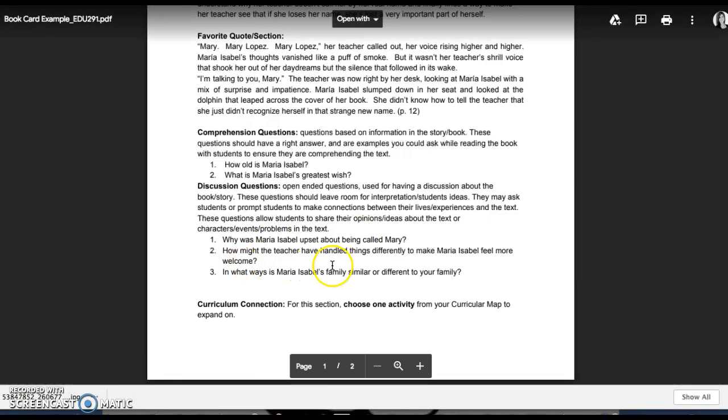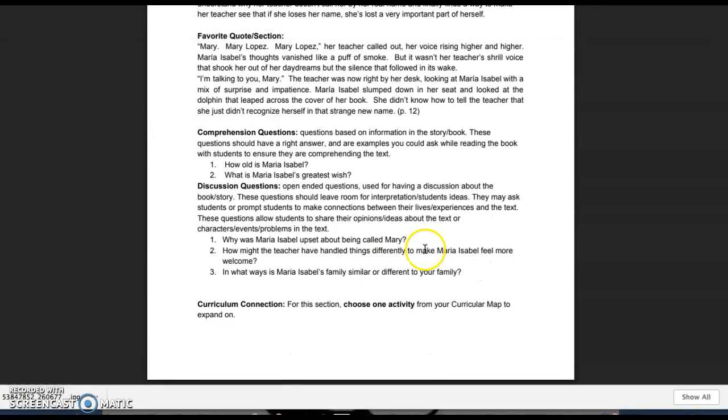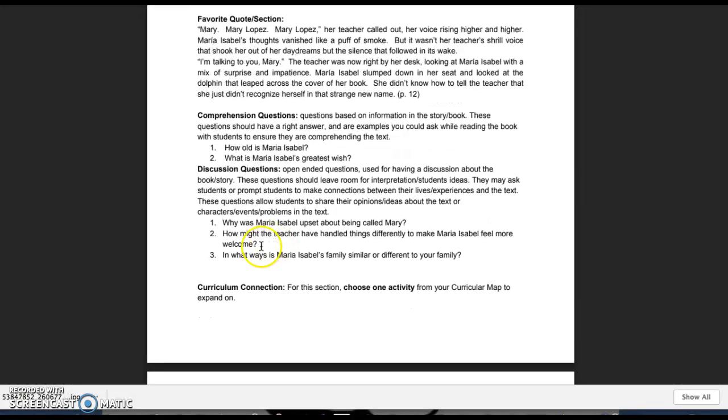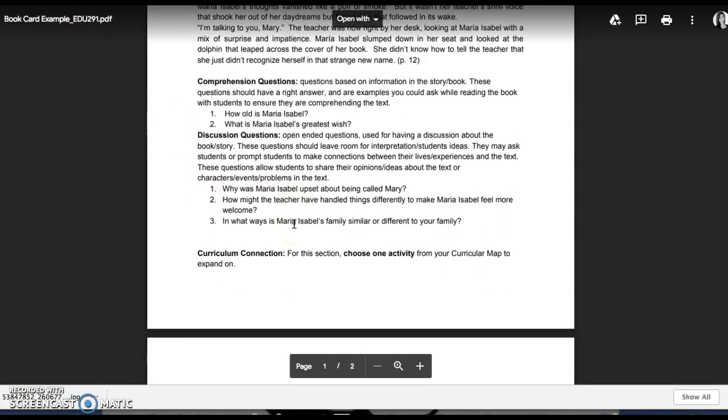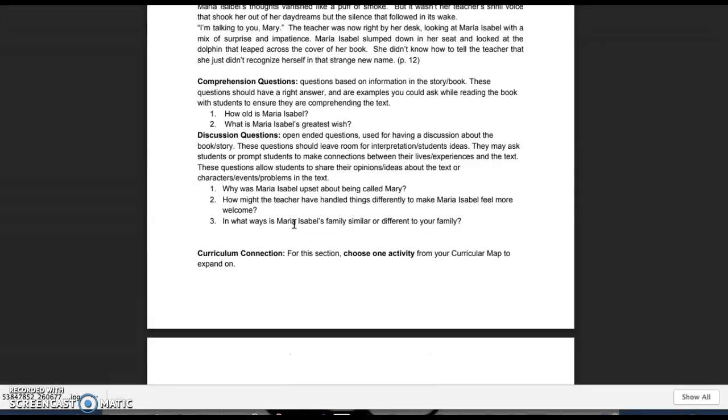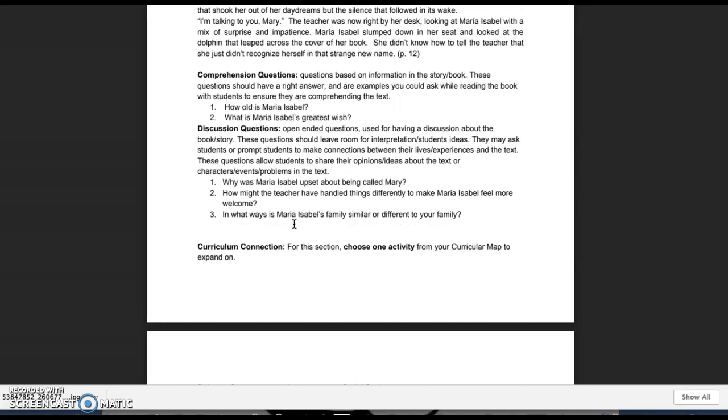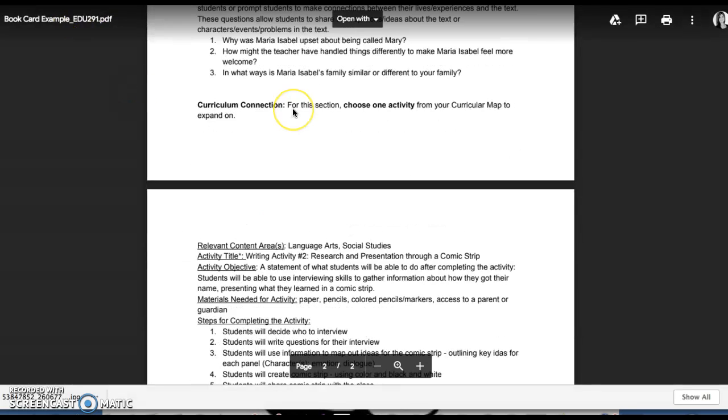How might the teacher have handled things differently to make Maria Isabel feel more welcome? Maybe they've had experiences in their life where they didn't feel welcome and they could draw upon that. In what way is Maria Isabel's family similar or different to your family? So these are all areas in which they are able to draw from their own personal experiences and make a connection. So these are the questions that you have to really think about that would help your students be engaged in the story and make meaning of the story personally.